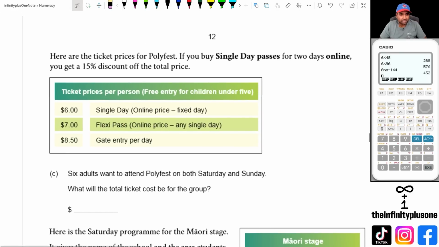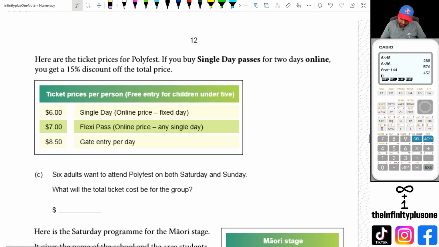Question C, ticket prices. If you buy a single day pass for 2 days online, you get a 15% discount. 6 adults want to attend both Saturday and Sunday. What will be the total cost for the group? Yeah, I think you'd have to go with what will be the total cost for the group. This is a weird question because it doesn't actually ask you for what's the best price. It just says what will be the total cost for the group.